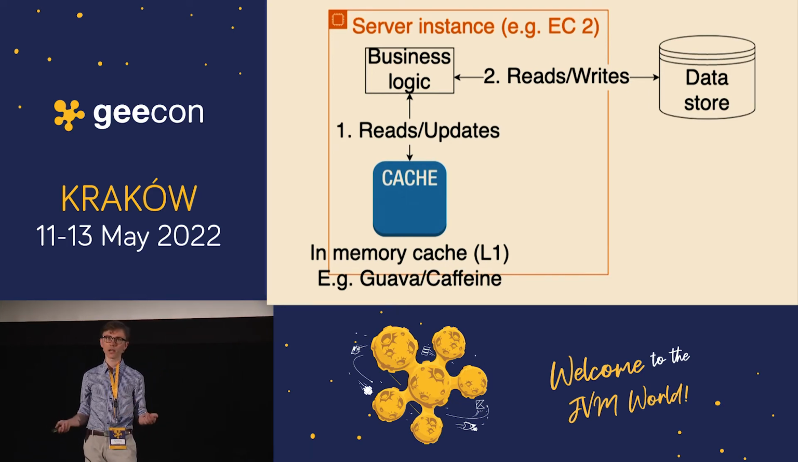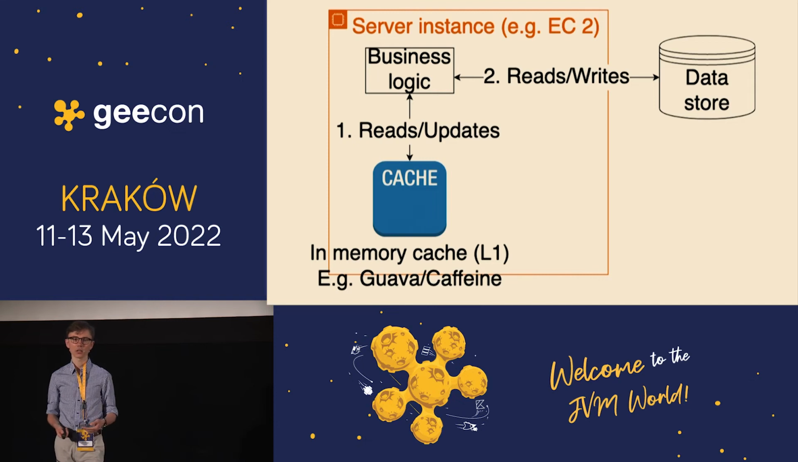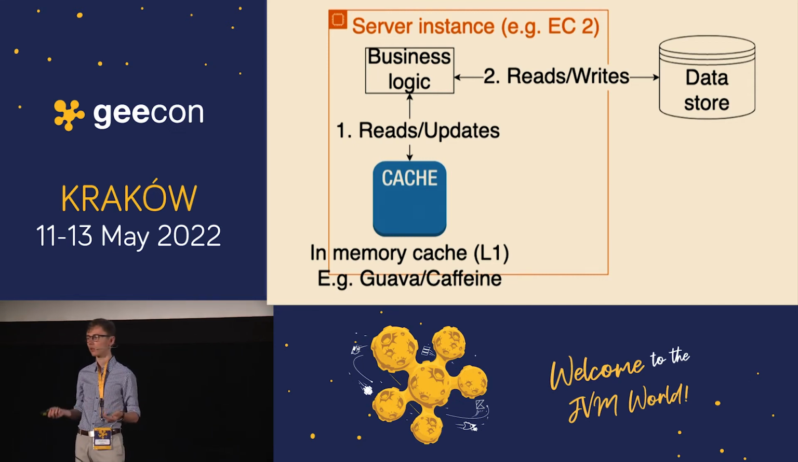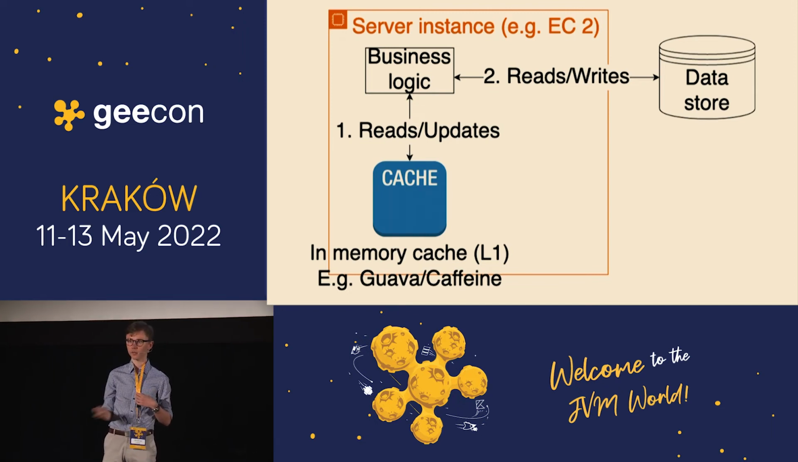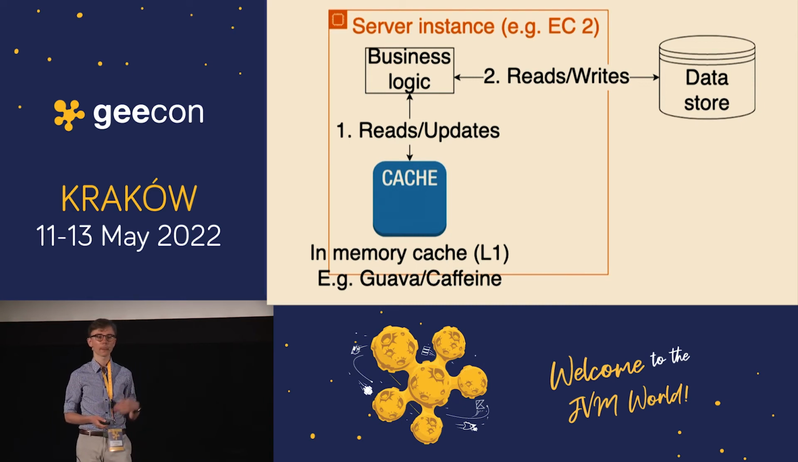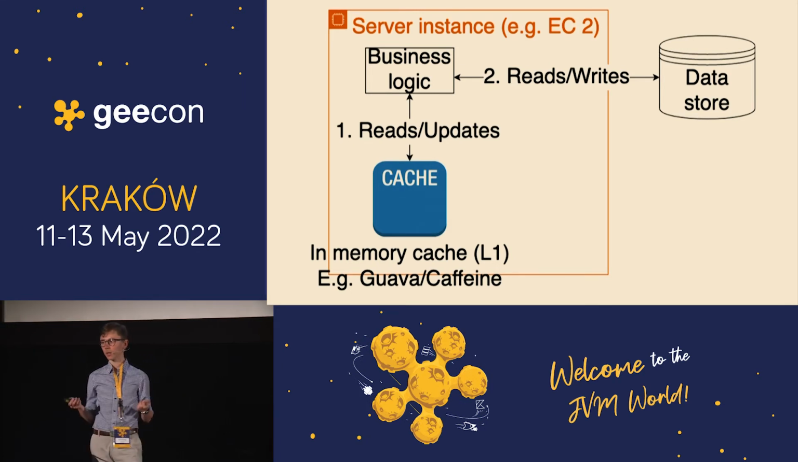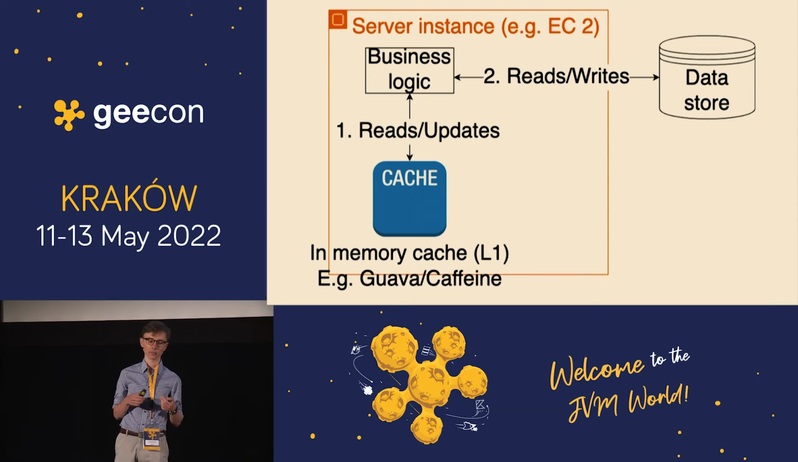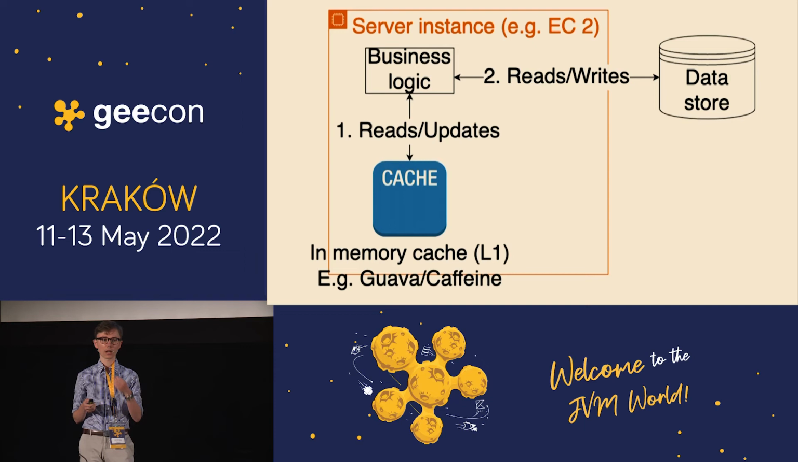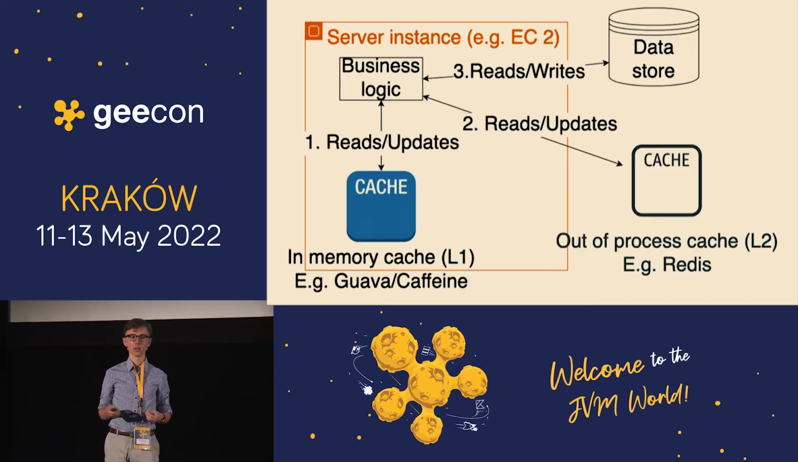This is very common. We create an in-memory cache using Guava or Caffeine. Those are libraries available, and there are more of them, to store the reads from a database. So when the request arrives, we first consult the cache. If there is a result there, we return it. If not, we go to the database, we read it, we store it in the cache. And keep in mind that with this in-memory cache, each of our servers will have its own instance of that cache.